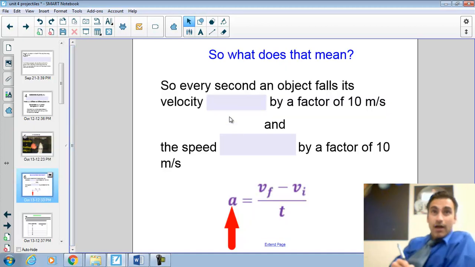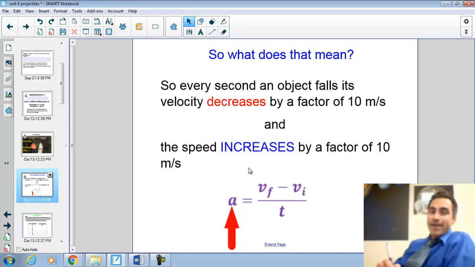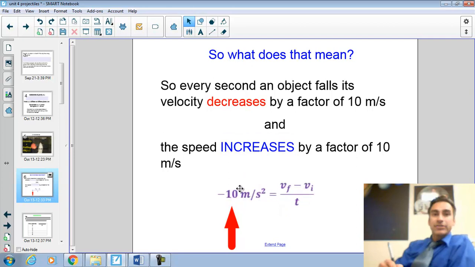So, acceleration of gravity, what does this mean? It means for every second an object falls, the velocity will decrease by a factor of 10, and the speed will increase by a factor of 10 because acceleration of gravity is negative 10 meters per second squared. So this is going to be our constant slope from now on when we're dealing with projectiles.